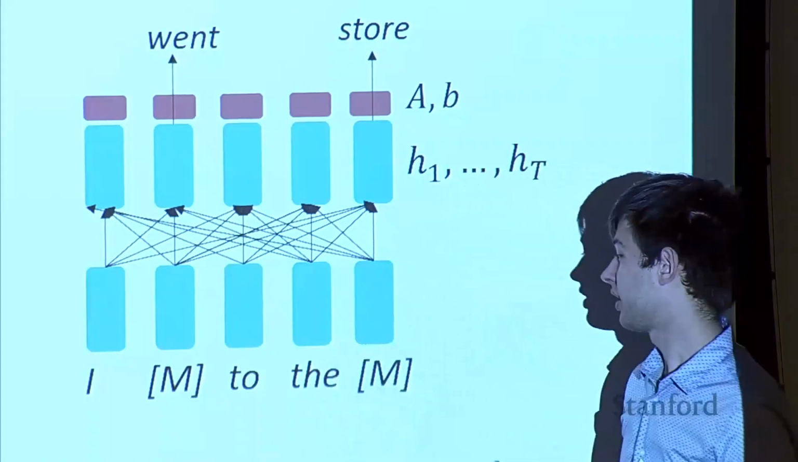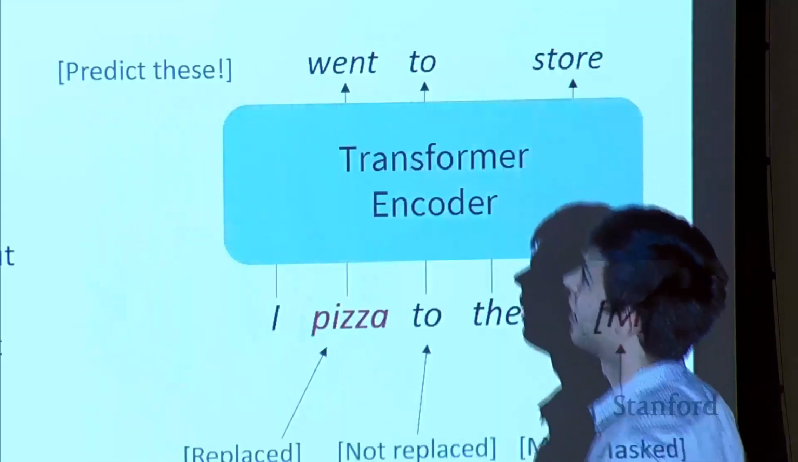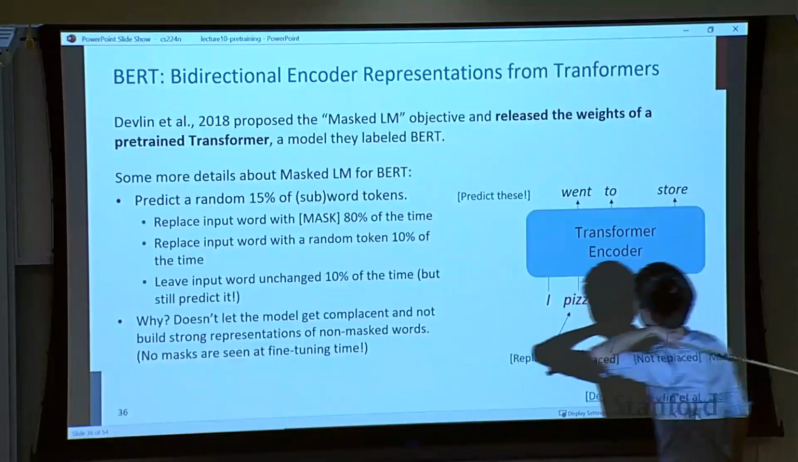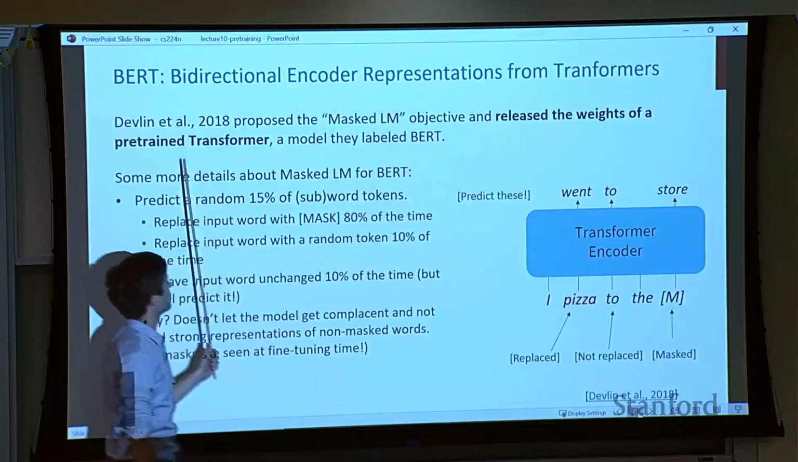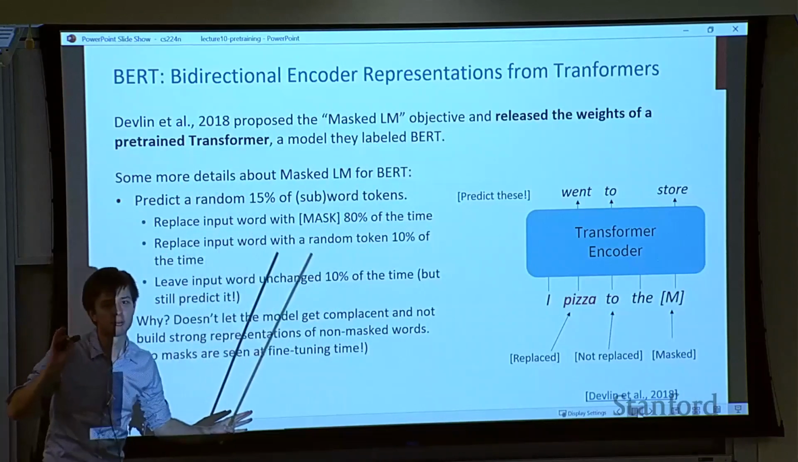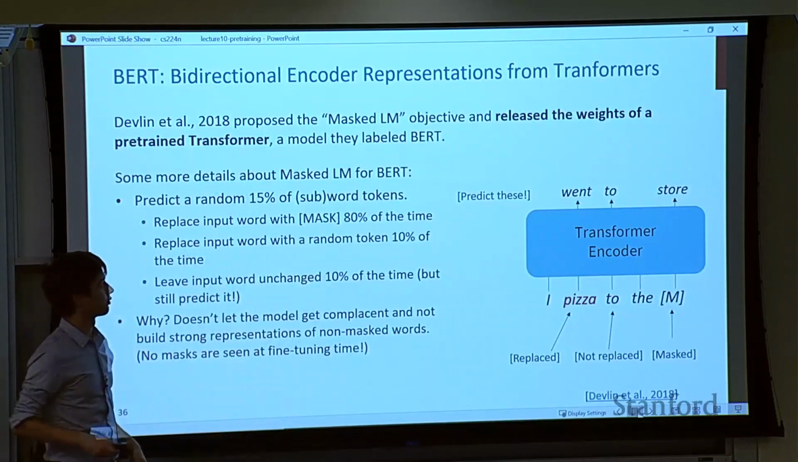With a quick caveat, it gets a little more complicated. So what did they actually do? They proposed masked language modeling, and they released the weights of this pre-trained transformer, but there's a little bit more complexity to get masked language modeling to work.